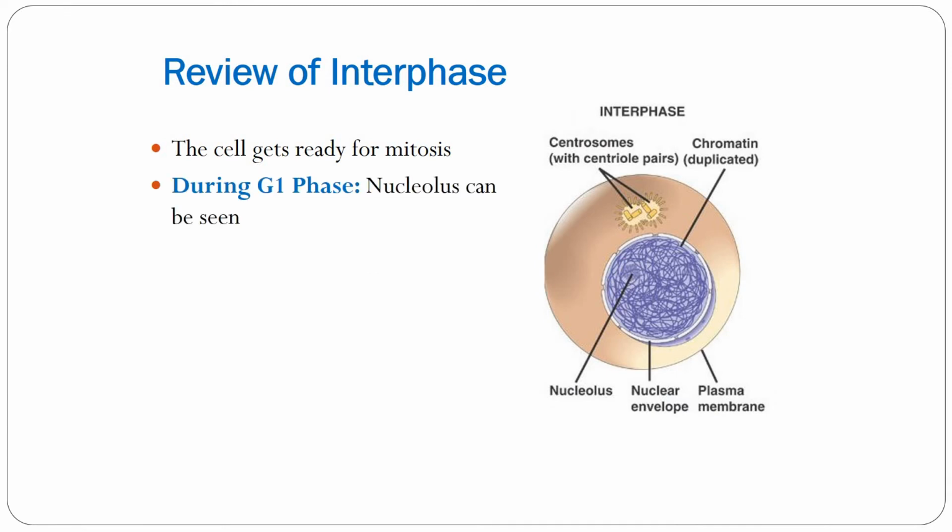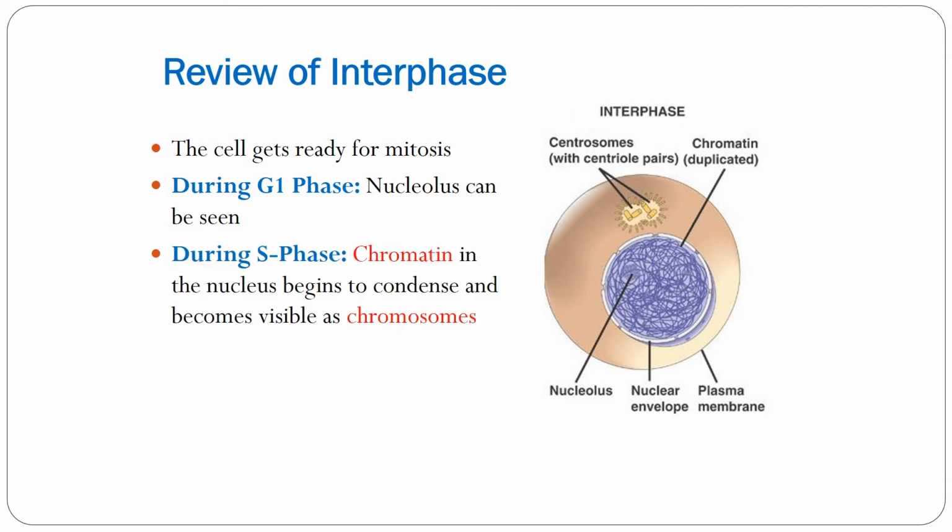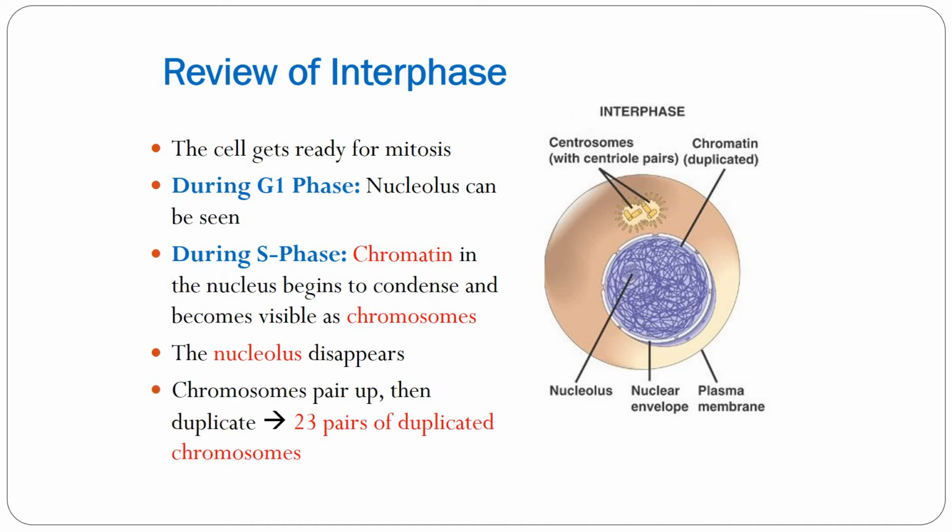So in our interphase, we get ready for mitosis during G1. Nucleolus can be seen, but now in S phase, or synthesis phase, our chromatin in the nucleus begin to condense and they turn into visible chromosomes, and your nucleolus disappears, and then you have your 23 pairs of duplicated chromosomes that start to move together.